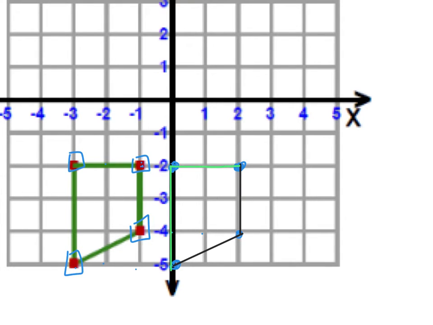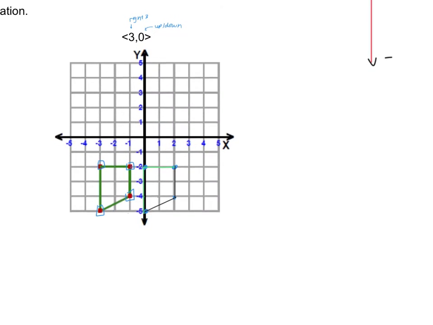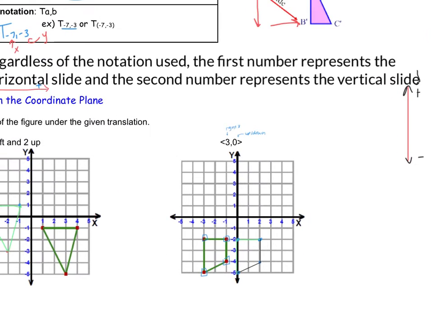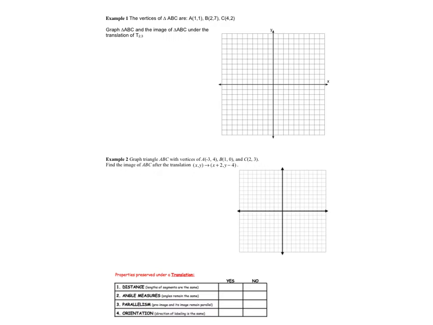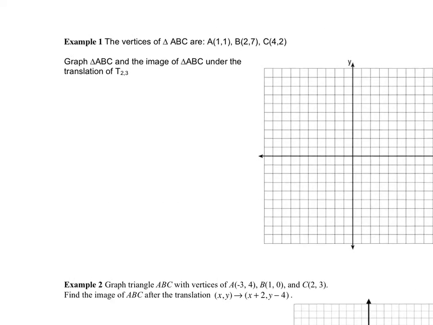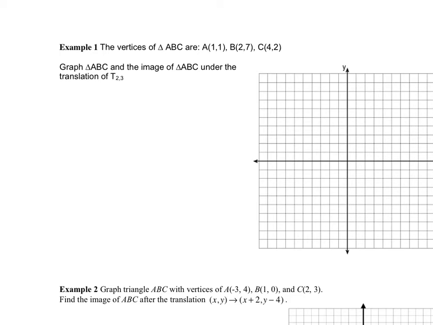I moved my image 3 units to the right, and I did nothing to it. I didn't move it up or down, I just moved it 3 units to the right. And that's an example of vector notation. Okay, now what we want to do is we want to do something else. We want to be a little different.